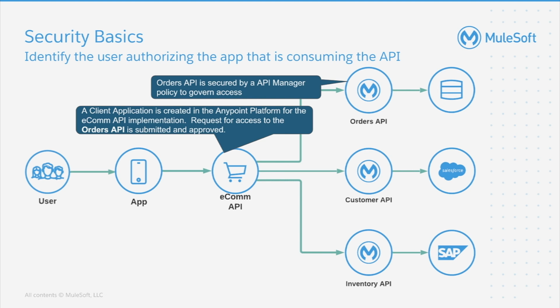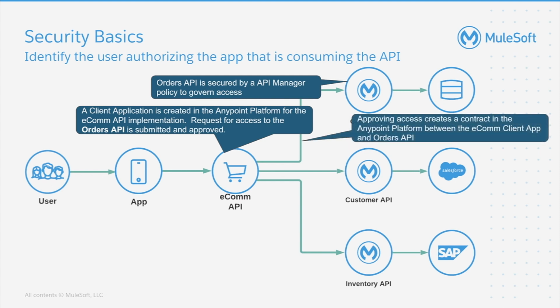Depending on the implementation, the Anypoint platform or a third party like Okta would act as the identity provider and issue a client ID for the eCom API implementation client application. Request for access to the Orders API is submitted and then approved. Approving access creates a contract in the Anypoint platform between the eCom client app and the Orders API. The eCom client app is now authorized to call the Orders API.